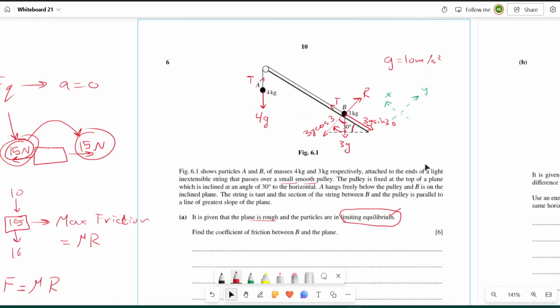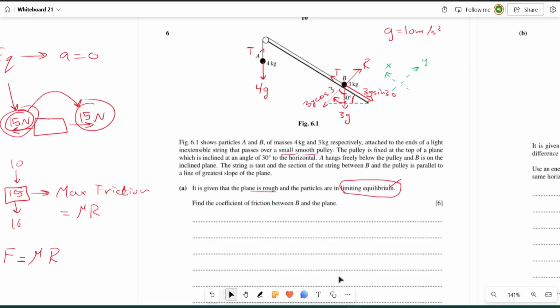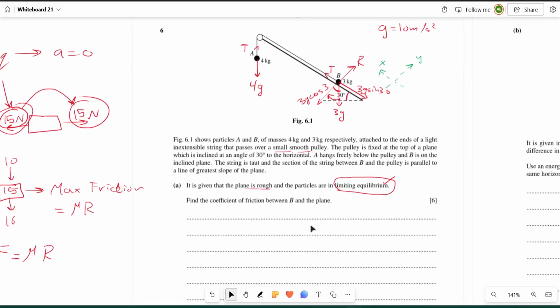So what I should do now is start by writing my sigma F equals ma equations. First of all, I'm going to take the particle A, and for A, x is the horizontal direction, y is the vertical direction, right? Because it makes sense, all the forces are vertical, so this is the axis that makes sense. However, in the inclined plane, always take the axis as x is going to be the inclined plane direction and y is the perpendicular to the plane direction.